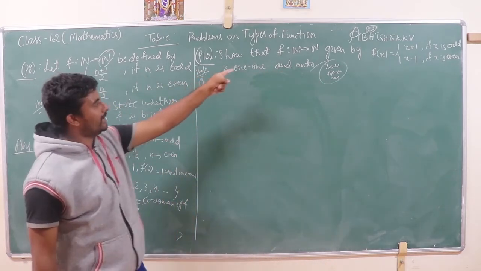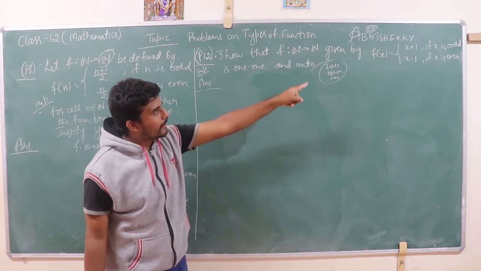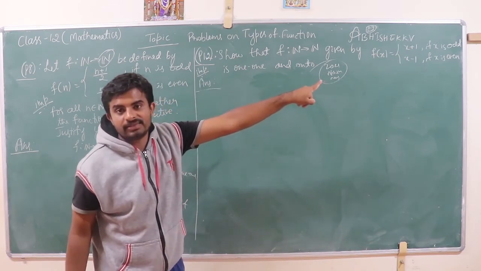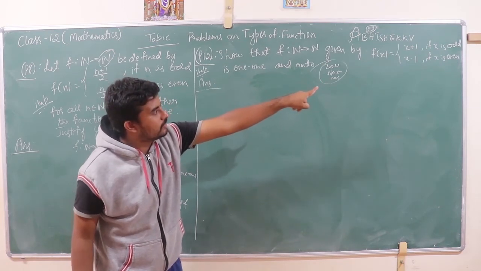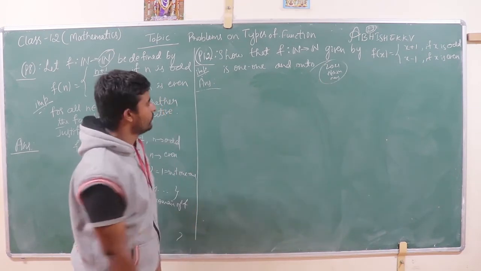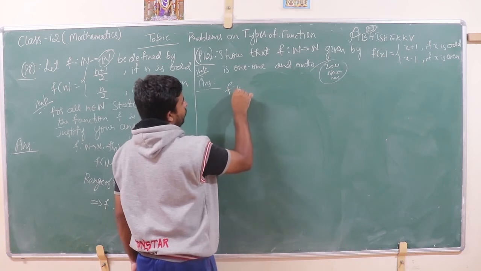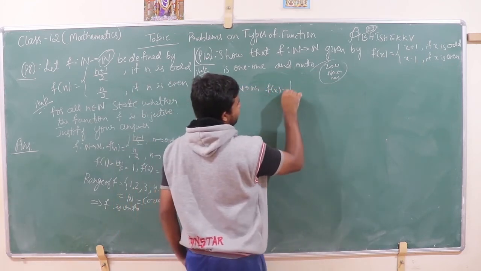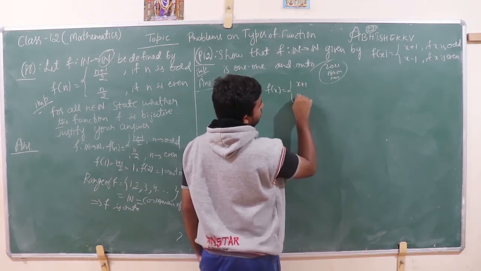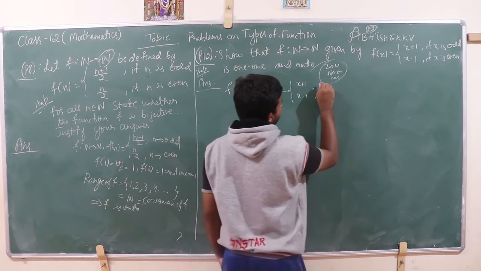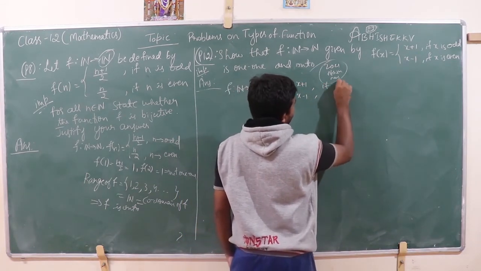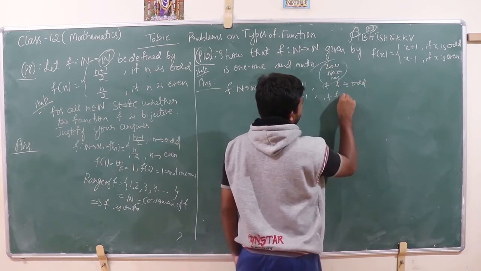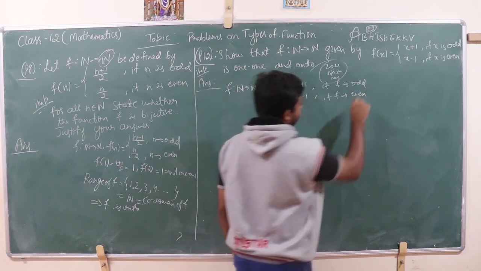Okay? Then, show that the function f from N to N given by f of x is equal to x plus 1 if x is odd, and x minus 1 if x is even. Consider the function f from N to N, f of x is equal to x plus 1 if x is odd, x minus 1 if x is even.